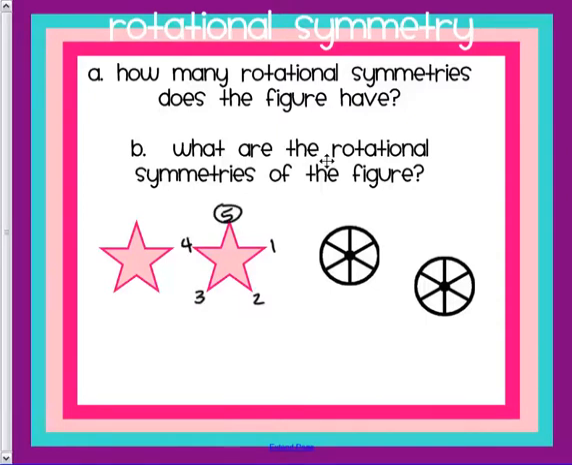So it has 5. If we look at this one, start at the green dot, 1, 2, 3, 4, 5, 6. And the rotations that we would make would be 1, 2, 3, 4, 5, and 6. So this one has 6 rotational symmetries.